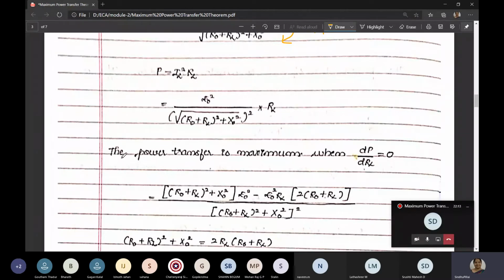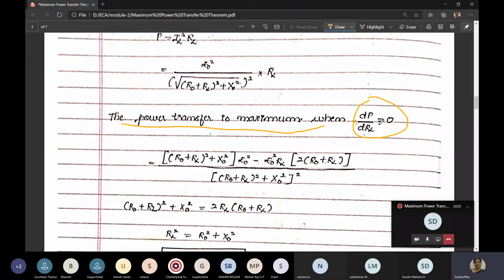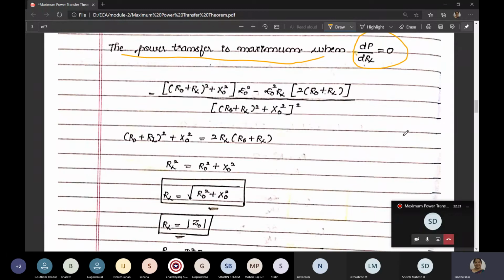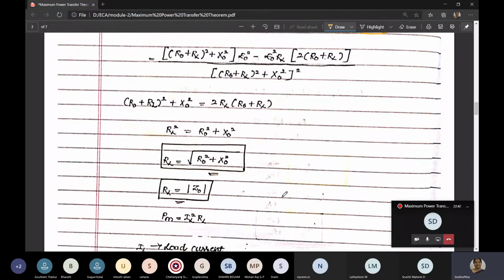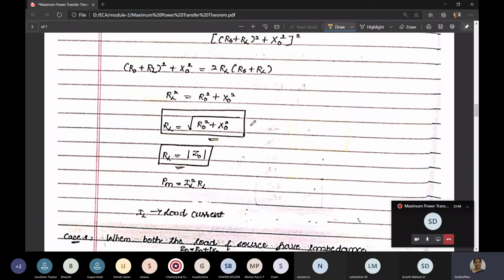Again, the condition is the same. The power transfer is maximum when dP by dRL is equal to 0. That is, differentiating the power with respect to RL and equating it to 0. The same method, the same steps as case 1. Just differentiate it and equate the remaining terms to 0. So what we'll get? RL square is equal to R0 square plus X0 square. So RL is equal to the root of R0 square plus X0 square.